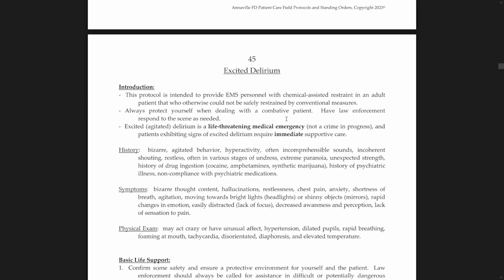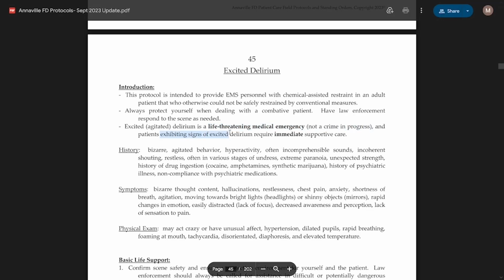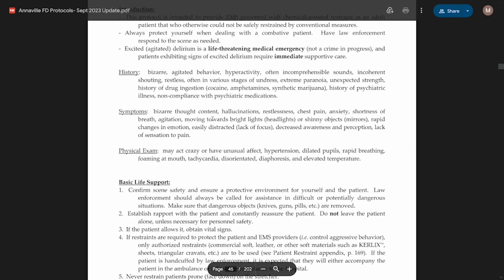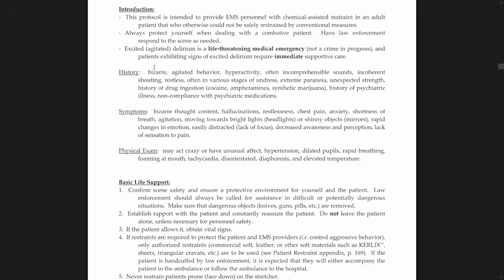Excited or agitated delirium is a life-threatening medical emergency. It's not a crime in progress, and patients exhibiting signs of excited delirium require immediate supportive care. We want to protect these guys. We also don't want to get beat up by them, so make sure to contact PD to help establish scene safety. The history is a bizarre, agitated behavior.